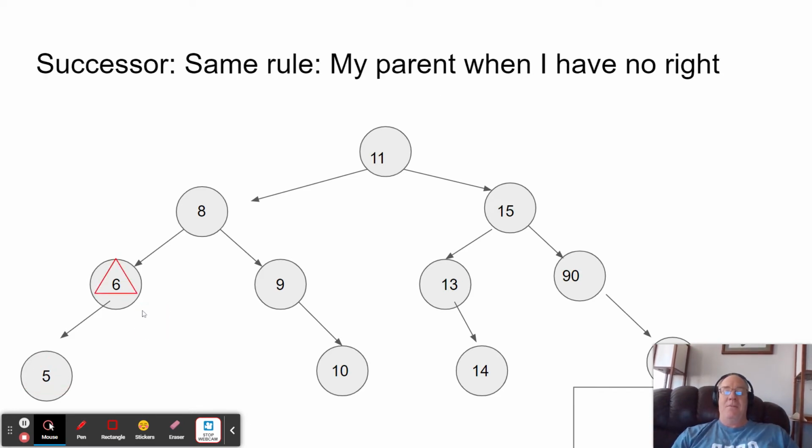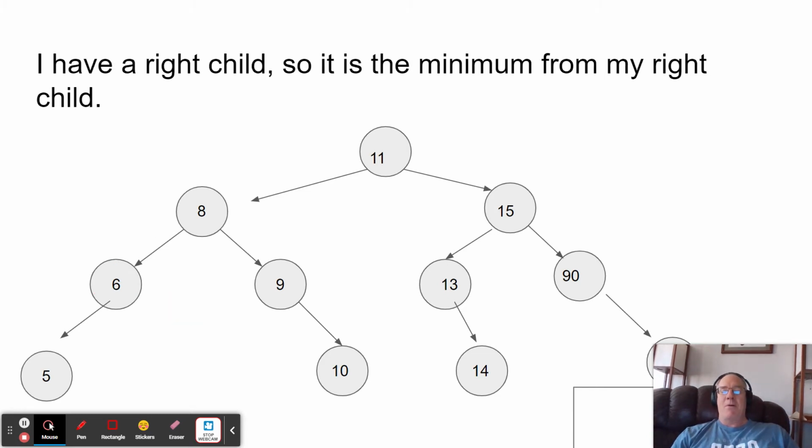which is 6. Okay, the same rule applies to find 6's successor. 6 has no right subtree, so we go up until we find a parent who is pointing to the left to get to us. And that only requires us to look at our immediate parent, because our immediate parent looks to the left to get to us.